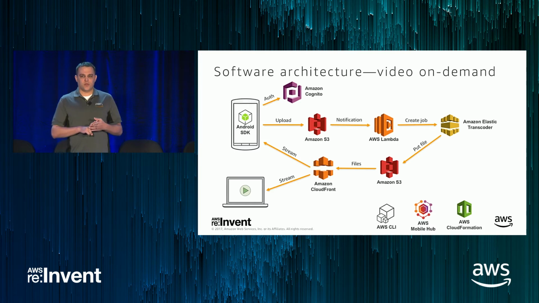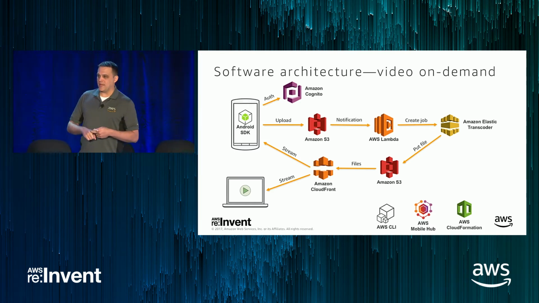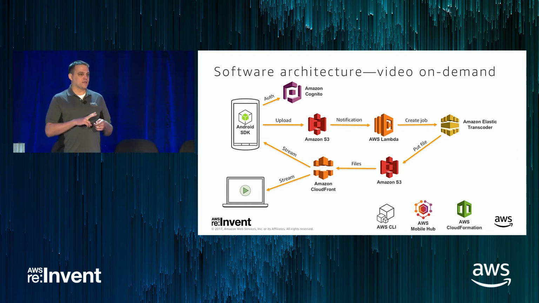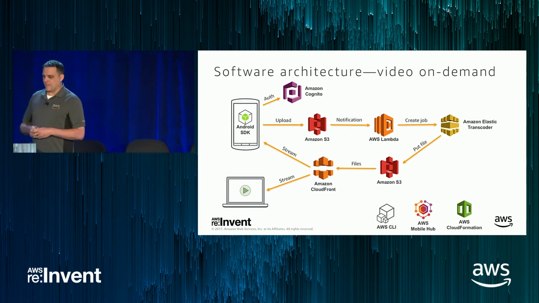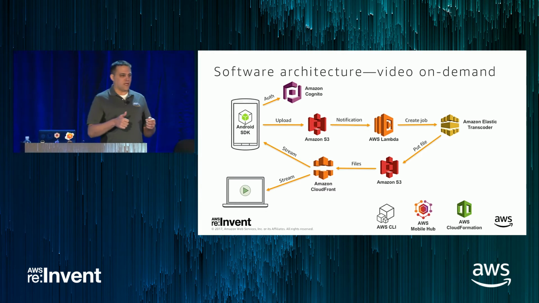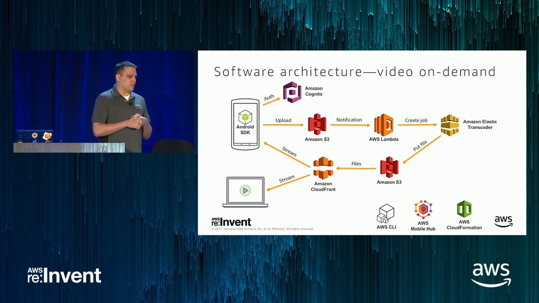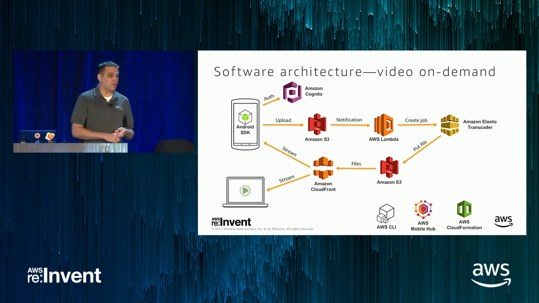I'm also going to deploy two CloudFormation templates, one which has my Lambda function in it, one which has some roles and permissions that are required for my transcoder pipeline and my Lambda function. And we're going to launch an Android app, which is going to be bootstrapped with the Mobile Hub project configuration, and we're going to launch a website, which is going to play video with the Mobile Hub configuration also.